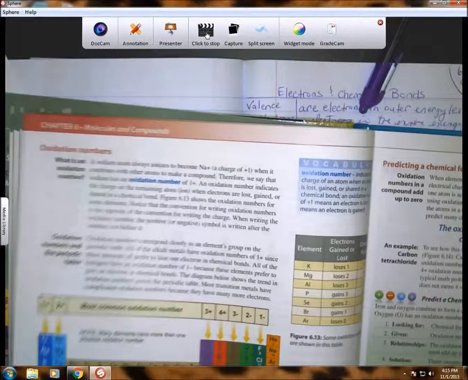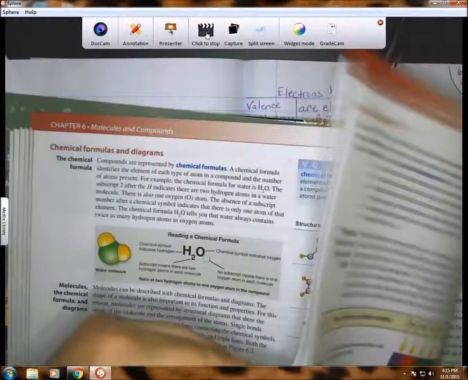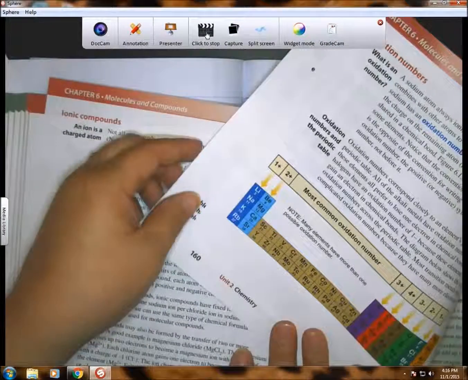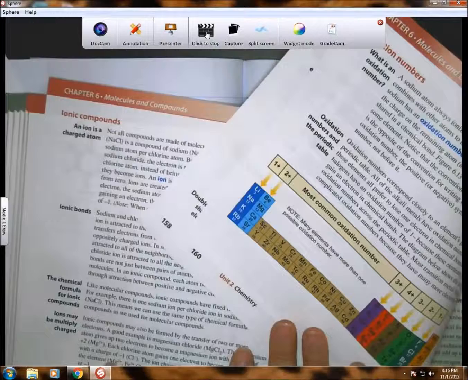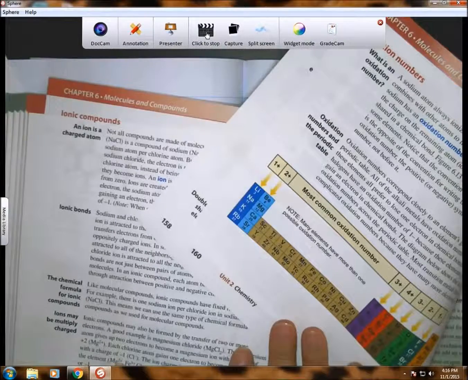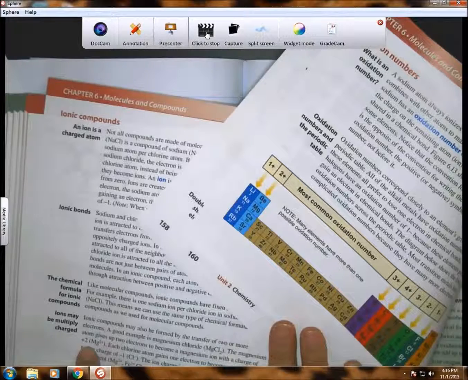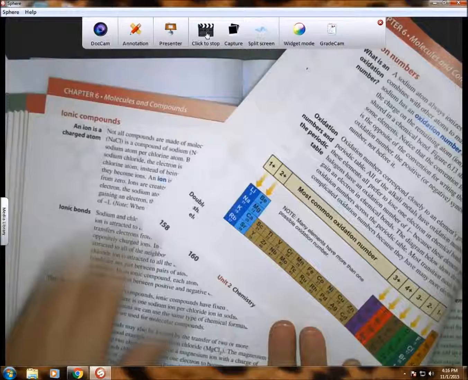Over here, it shows magnesium 2+. So when we're talking about the oxidation number, it's the number and then the plus sign, not the plus sign and then the number. The plus sign and then the number tells you what charge it has. But when you write the oxidation number, it's the number and then the plus sign. I hope I didn't confuse you too much.